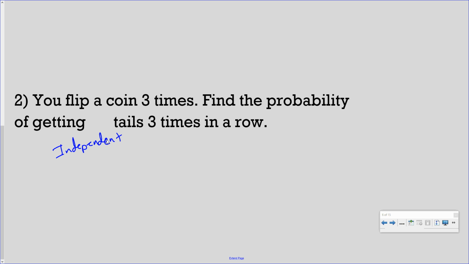Flipping a coin has no bearing on what the previous coin flip was. So what's the probability of getting a tails? 1/2. What's the probability of getting a tails the second time? Oops, I'm just about to screw this up. 1/2 again. Probability of getting tails the third time? 1/2. So 1 times 1 times 1 is 1. 2 times 2 times 2 is 8.